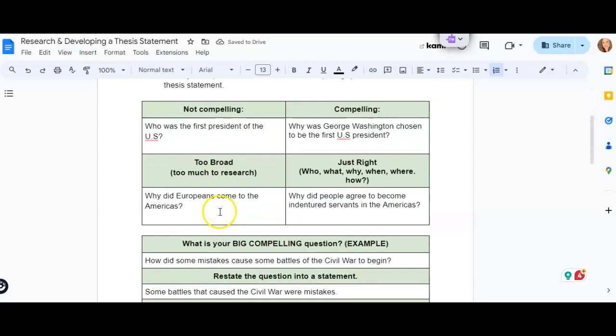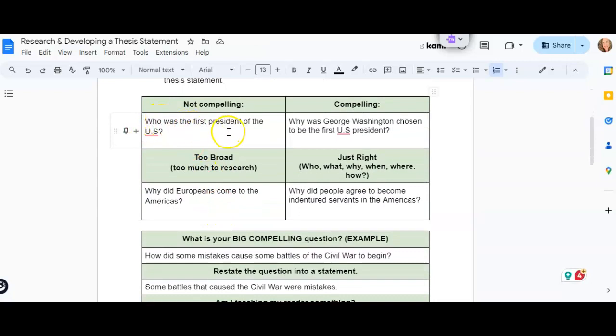So let's look at these examples right here. This is not compelling. Who was the first president of the United States? Well, I can answer that with one word, George Washington. That's not compelling. Compelling is where it keeps going. So you could say, why was George Washington chosen? Or how was George Washington selected? Or what made George Washington a great leader? Do you see what I'm saying here? Those kinds of questions are compelling when it takes it deeper.